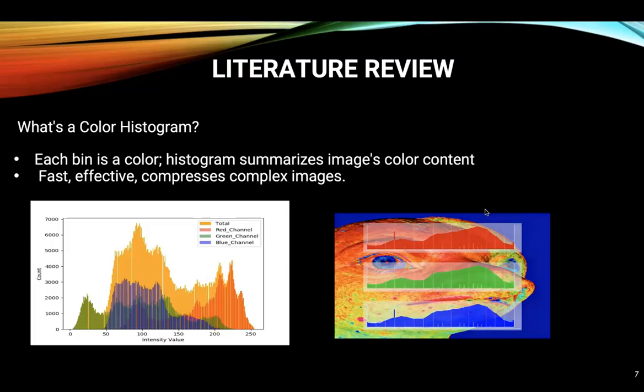So let's talk about the literature review here. What is a color histogram? A color histogram is the distribution of pixel intensity values of an image. Here each bin shows an intensity, and we use this to retrieve similar images in our CBIR framework. Why do we use this? Because it is fast, effective, and it compresses complex images without increasing the computational time.